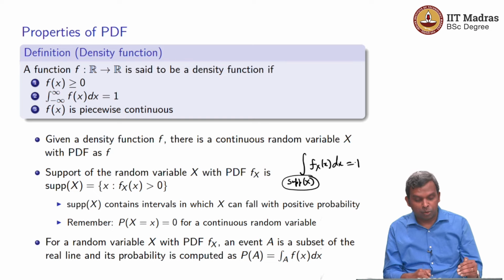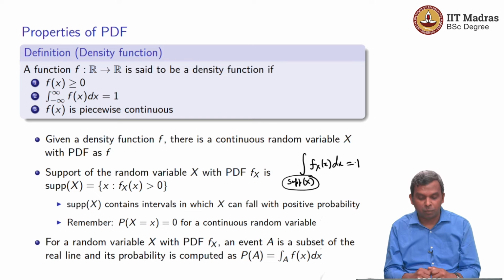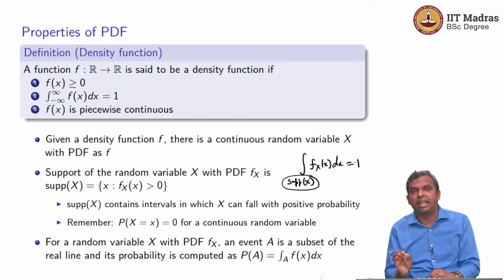Now, come to the last point. I put it as the last point because it's the most crucial point. If you have an event A defined using the random variable, how do you define events with a random variable?